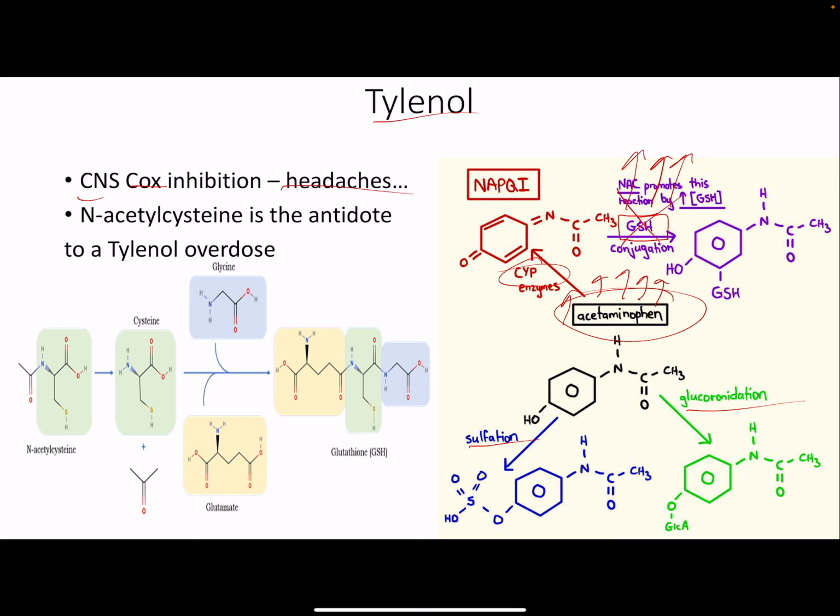Eventually, you run out of glutathione. You've consumed all of it. Well, you need glutathione to reduce free radicals. It's really important. So the cure would be N-acetylcysteine. It's the cure to a Tylenol overdose.